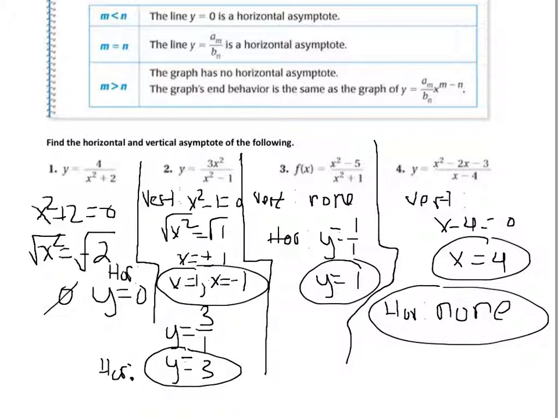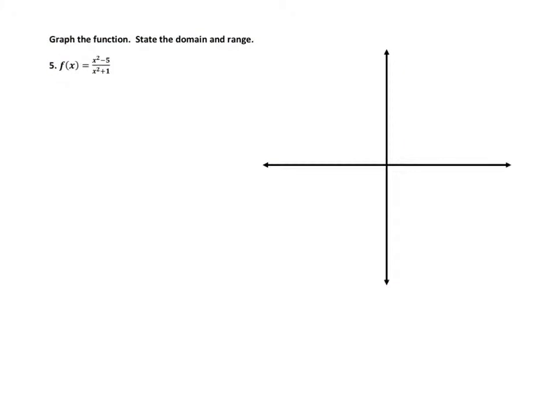Okay. So let's try something. So graph the function. Okay, so before I do anything, I'm going to find the vertical. And the horizontal. Alright, the vertical, there are none because x squared plus 1 equals 0, but you subtract and you get the negative. Can't take the square root of a negative. The horizontal, 1 over 1.